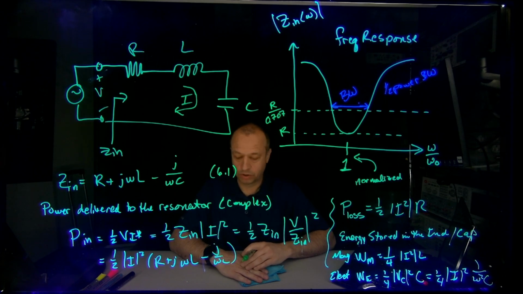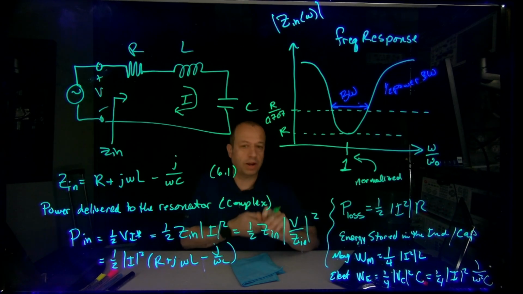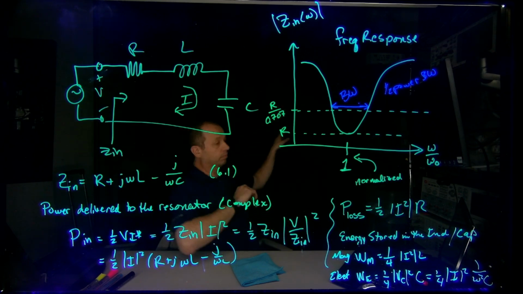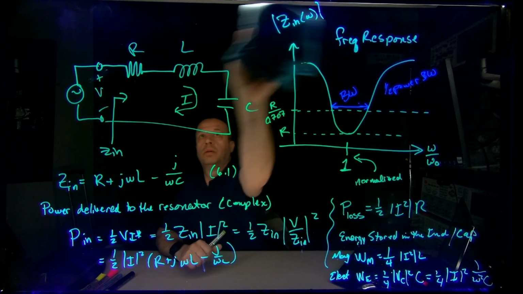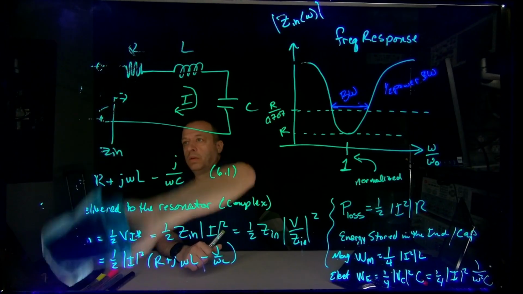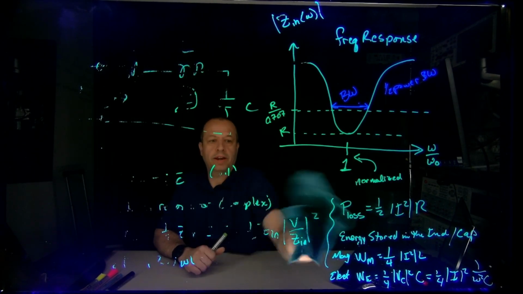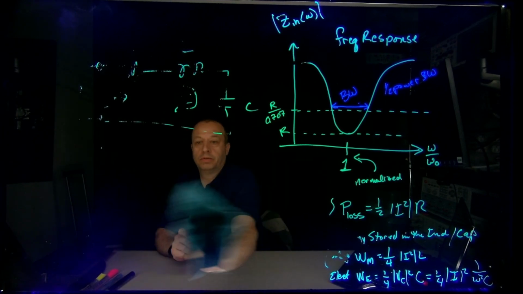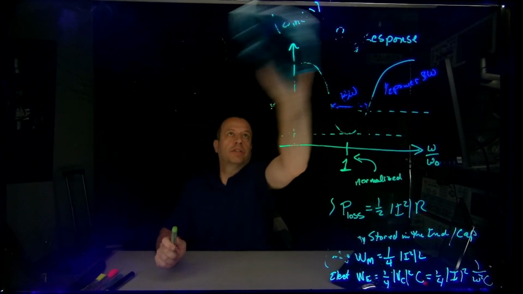Okay, so that gives us all of the values we need in order to rewrite our complex power. In order to incorporate all of the different energies that we're dealing with, losses, really, it's all losses in our system.